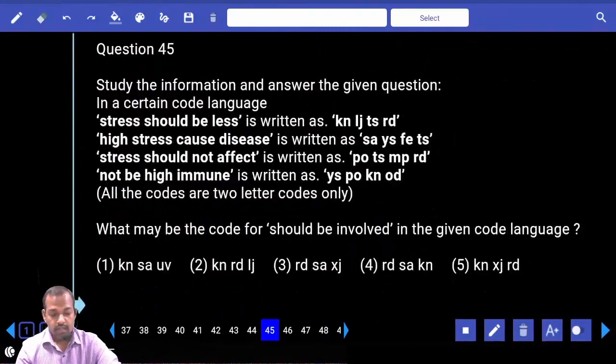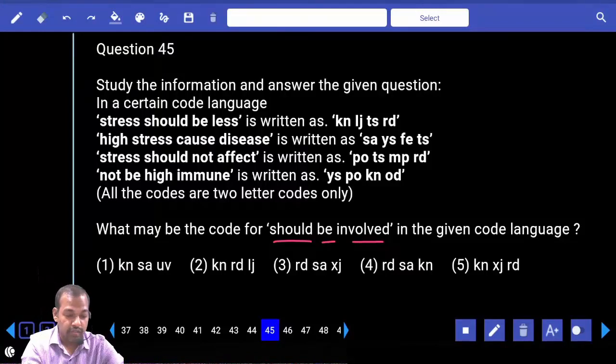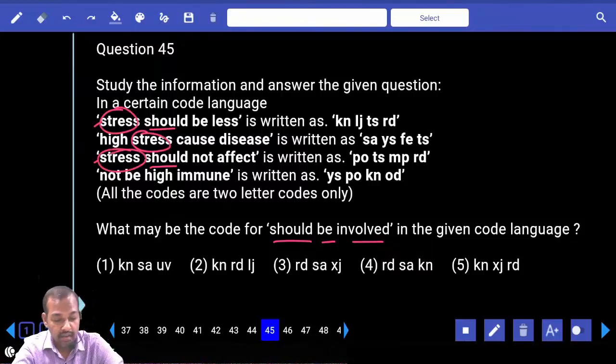Okay. So what may be the code for "should"? Now tell me, where can we see "should" here? We can see "should" in the first line and third line. Now tell me, in these two lines, is any other word repeated here? "Stress" is also repeated or not? Yes, isn't it? Now, definitely on the right side, two codes should be there which are repeated in the first and third line. What are the two codes here?